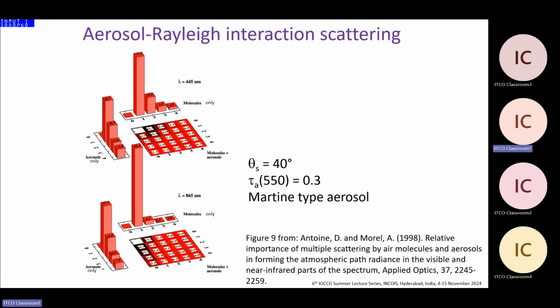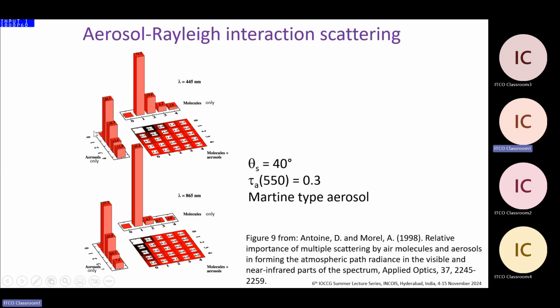And to finish with this, that's another way to represent this. Again, that's from this Monte Carlo analysis we did. What you have here, on the top, is for the blue band at 445 nanometers. On the bottom, it's in the near infrared. And these little bar histograms are looking at, if you have an atmosphere of molecules only, what's the proportion of single scattering, double scattering, triple scattering, quadruple scattering, and so on.